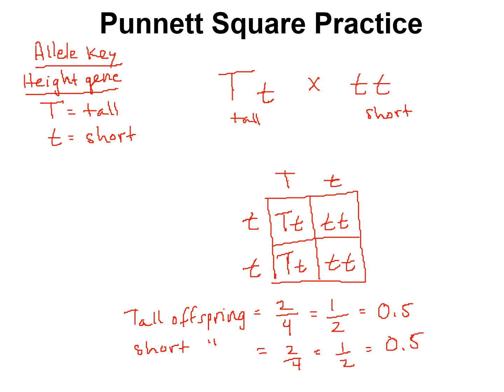Okay, or if I asked, what's the probability that you would get an offspring that's homozygous recessive? Well, you'd have 2 out of the 4 that are homozygous recessive, or 1/2, or 0.5, or 50% that are homozygous recessive. Okay.